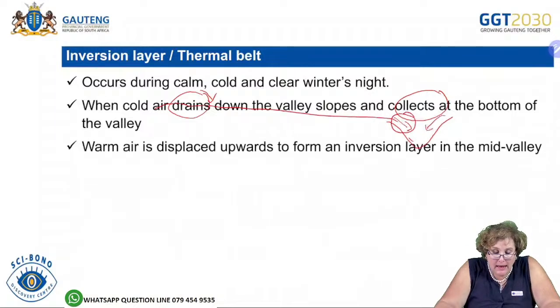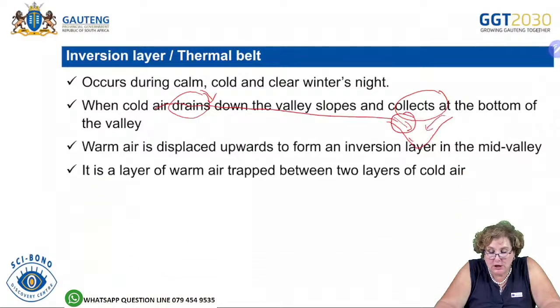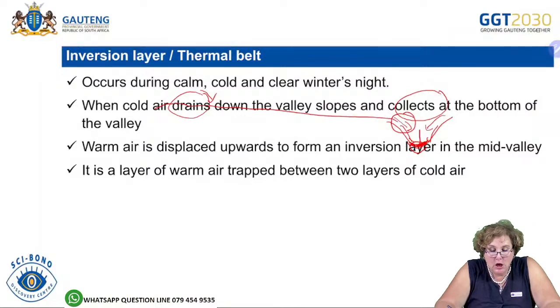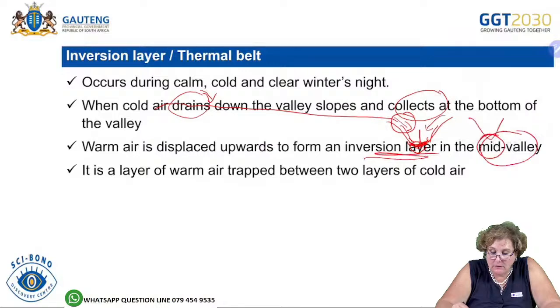The warm air is displaced upwards to form an inversion layer in the mid-valley. So this cold air is now going to move underneath this warm air, and it's going to force this warm air to move higher up. And I have an inversion layer in the mid-valley. Mid-valley is in the middle of the valley slope.